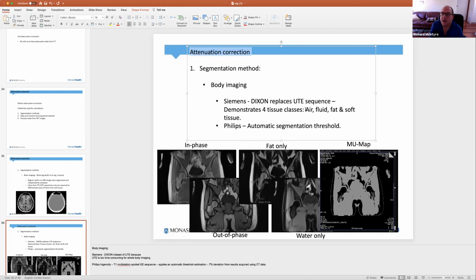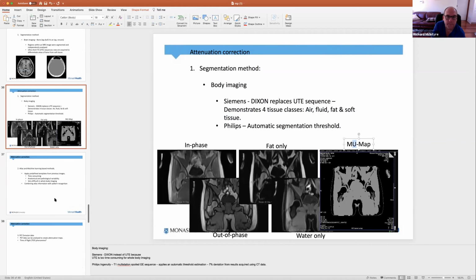We'll get air in Dixon, fluid, fat, and soft tissue, all of which can be displayed in Dixon imaging. And we get what's called a mu map. I think it should be just mu, but someone always put an M in front of it. I don't know why. But essentially what that does is that gives us an attenuation corrected map of the bones and the soft tissue.